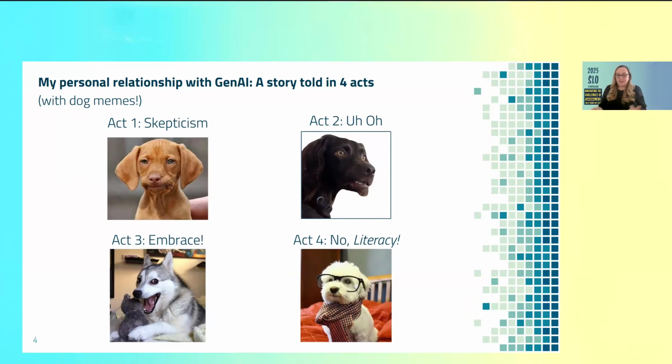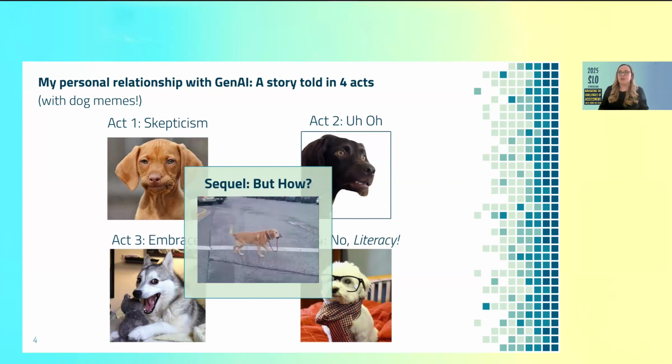But then the sequel of the story is, how do we actually cultivate AI literacy? Because this is one of my favorite pictures of this dog walking itself. I feel like when it comes to cultivating AI literacy, we don't necessarily have a guidebook. When it comes to other core competencies like critical thinking and other kinds of information literacy, I really think that we have been cultivating those skills ever since we were students.